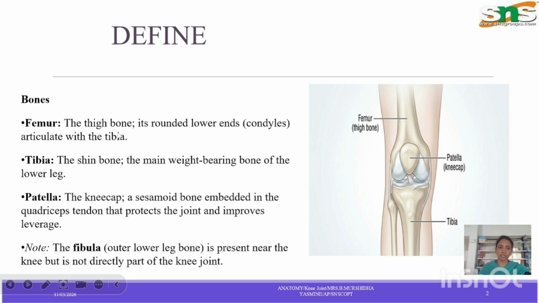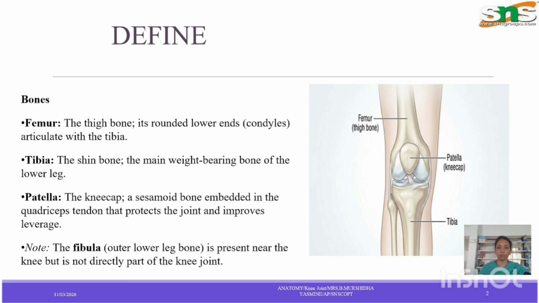So the femur, the thigh bone, has rounded lower ends, otherwise called condyles, which articulate with the tibia. The tibia is the shin bone. Here is the shin. This is the shin bone, the main weight bearing bone of the lower limb. The entire weight is shifted to the tibia. The patella is the kneecap.